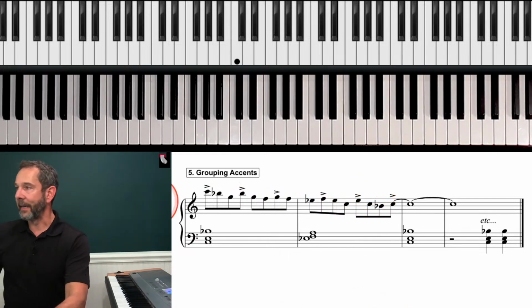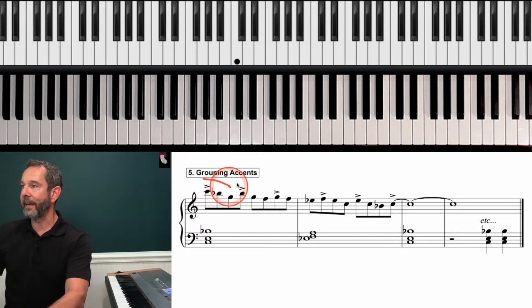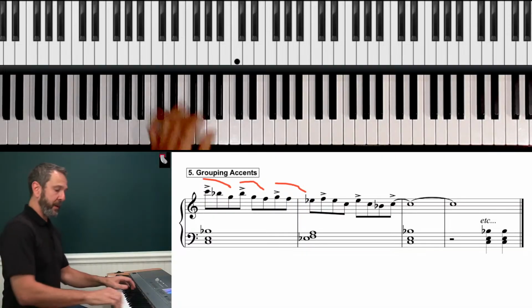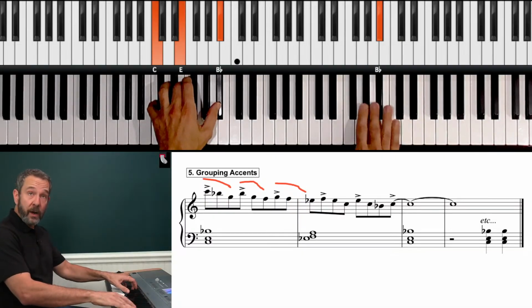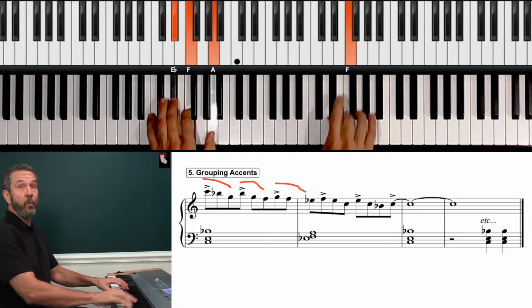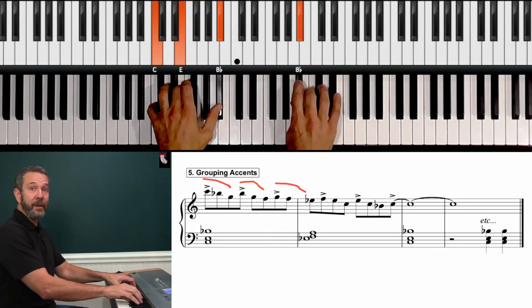Oops, yikes. I don't know why I did that. Let me do that again real quick. All right, you get the point, okay? You can see the 3-note grouping. So it's 1, 2, 3, 1, 2, 3, 1, 2, 3, 1, 2, 3, 1, 2, 3, 1.